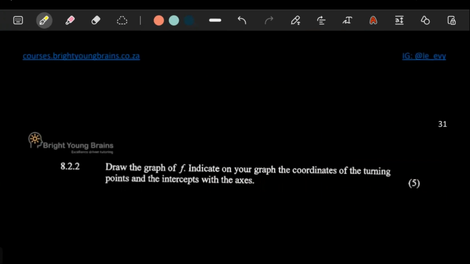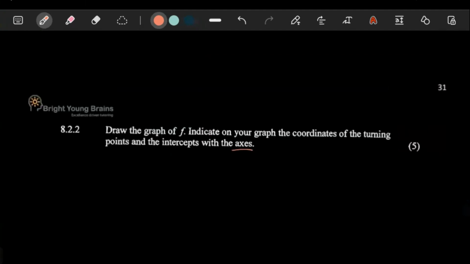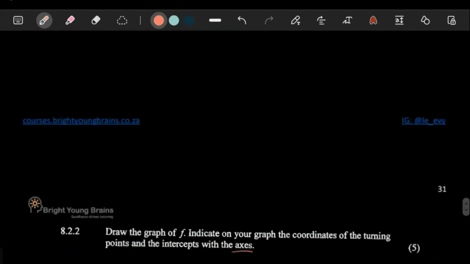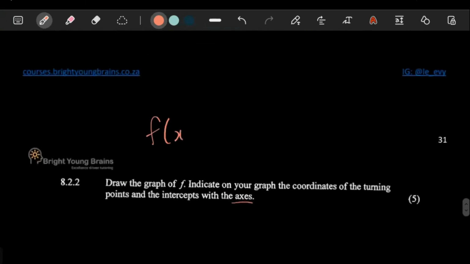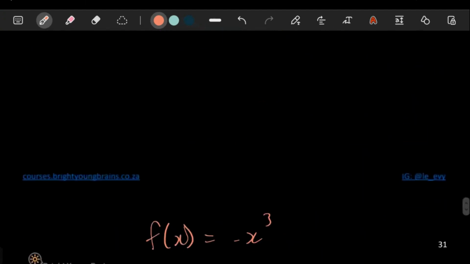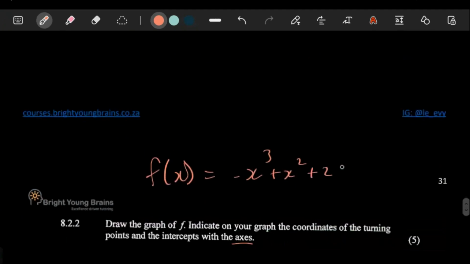8.2.2 says, draw the graph of f, indicate on your graph the coordinates of the turning points and intersects with the axes. So we have to get the x-intercepts and the y-intercept. Since we need to get the x-intercepts, I normally always use long division to factorize. But in this case, I think our calculator can bail us out so that we don't have to worry about doing any long division.